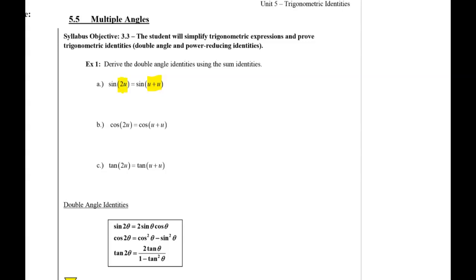So now we have sine of u plus u. We're going to use the sum identity for sine, which is going to give us sine u cosine u plus cosine u sine u. And then you can see these two things are exactly the same, so that means we have 2 of those. So 2 sine u cosine u. And this is the first double angle identity, and I have it written for you right down here.